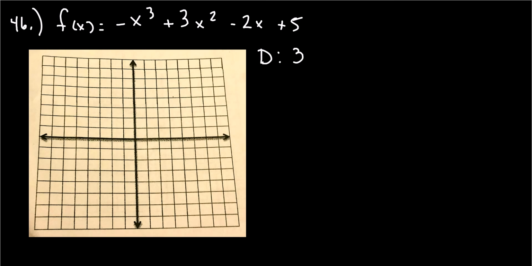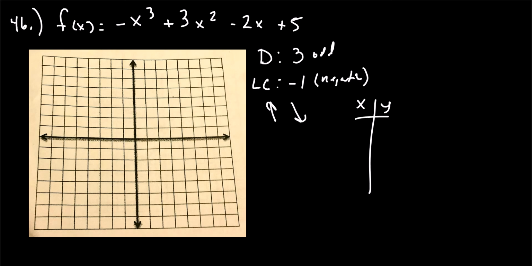Alright, 46, same thing. Degree is 3, which is odd. Leading coefficient is -1, which is negative, which means this is going to go up and to the left, down to the right. I make an XY chart: -2, -1, 0, 1, and 2. I plug in -2, so I get +8, because the -2 cubed is -8, the opposite is +8. Then 3 times -2 squared, that's +4 times 3, that's +12. Then +4, +5.